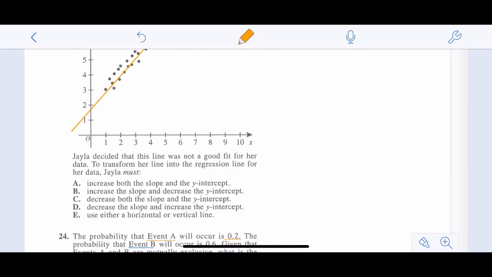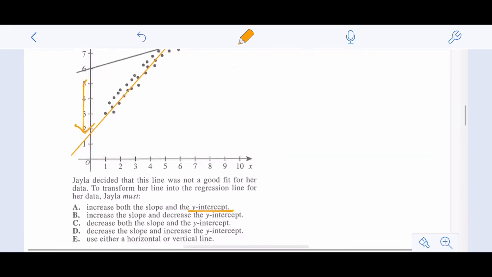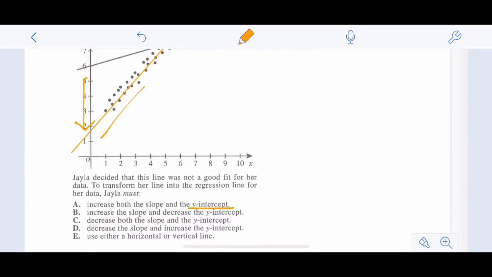To transform it, she must do what? Increase both the slope and the y-intercept. Nope, the y-intercept doesn't increase, the y-intercept decreases. So increase the slope, yes, we did increase the slope. And decrease the y-intercept, yes. So our answer is B.